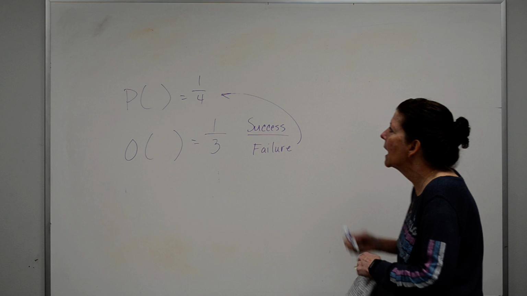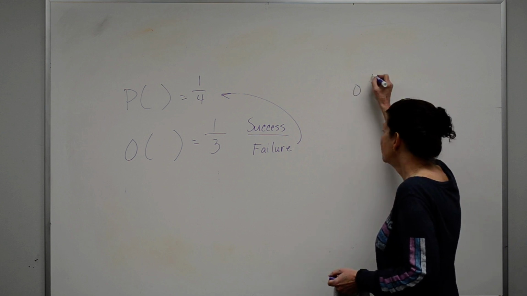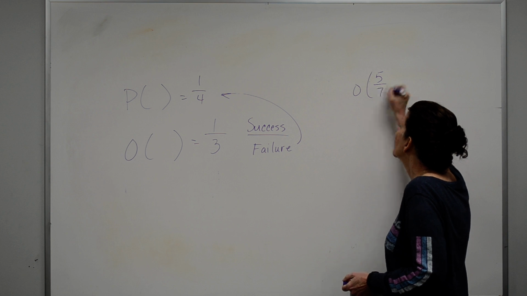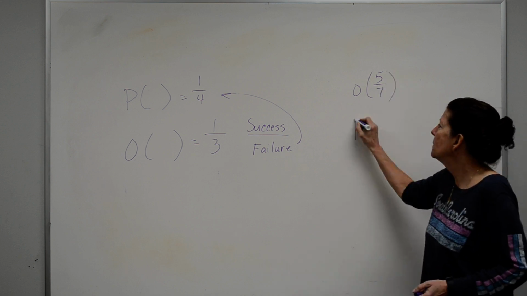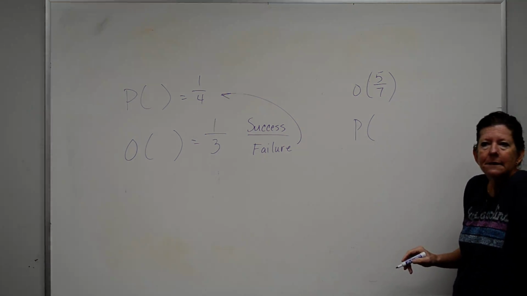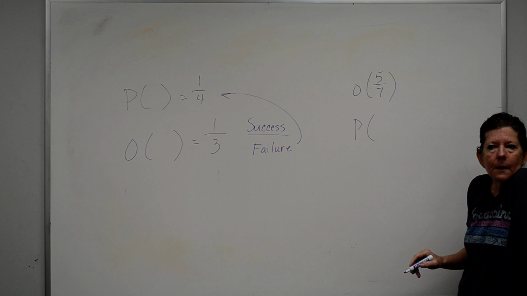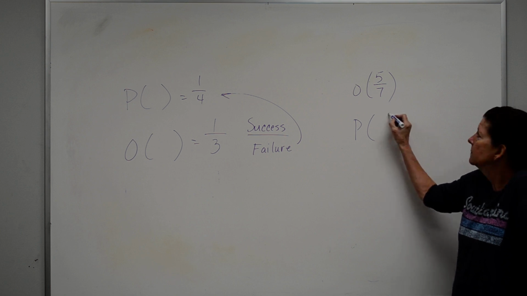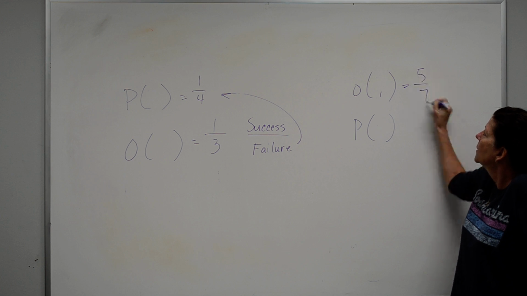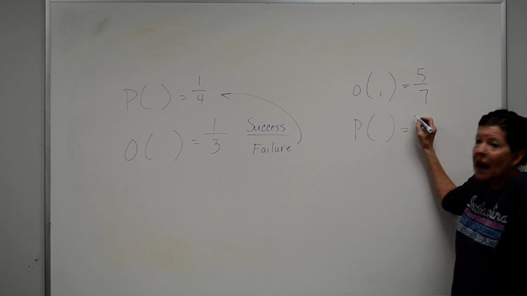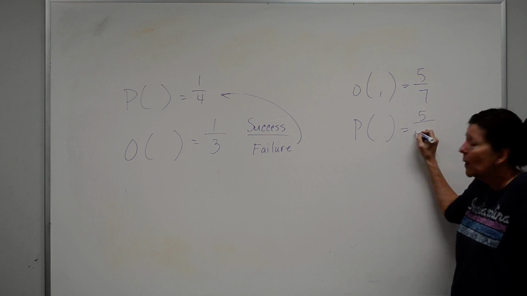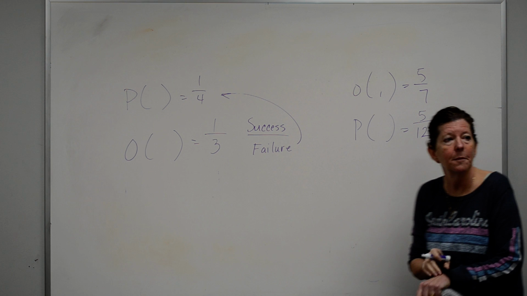So let's do it the other way. Let's say the odds of something were 5 to 7. What would be the probability of that? What's going to go on the top? It'd be 5. Sorry about that, I wrote it wrong. The 5 is going to go on the top. The top is not going to change, but the bottom is going to be what? 12. Because that's going to be your total.